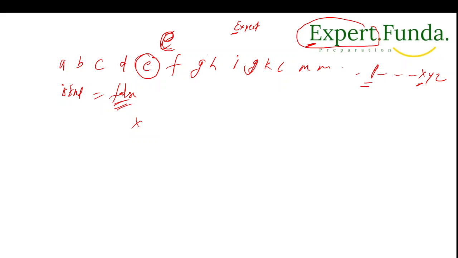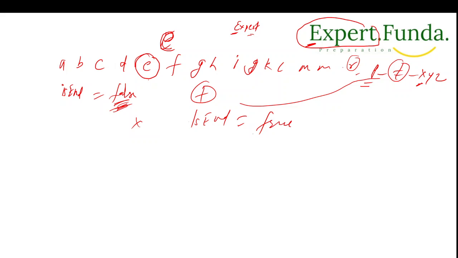Then we'll check E again. Is this the end? It will say no. Next we'll check R. Let's suppose R is here. We'll say no, this is not the end. Then we'll come to T. When we come to T, we'll say yes, this is the end, and we'll return isEnd as true. Then your word is completed and your search is completed.